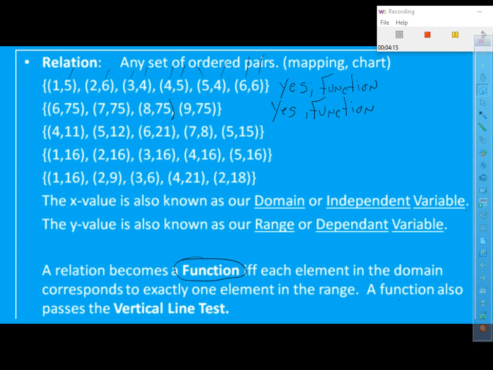Now coming up is an example of one that is not. So kind of listen to the story. I'm going to pick on LeBron. In the 4th game of the NBA season, LeBron scored 11 points. In the 5th game of the season, he scored 12. In the 6th game, he scored 21. In the 7th game, he scored 8. And in the 5th game, he scored 15.